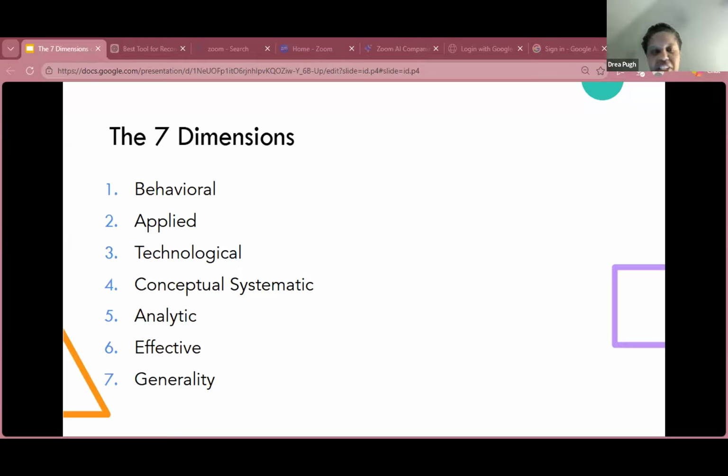Can you still see the presentation? Yes, I can see it right now. It just changed to the 7 dimensions. Well, no worries. As long as you can see it, then that works.